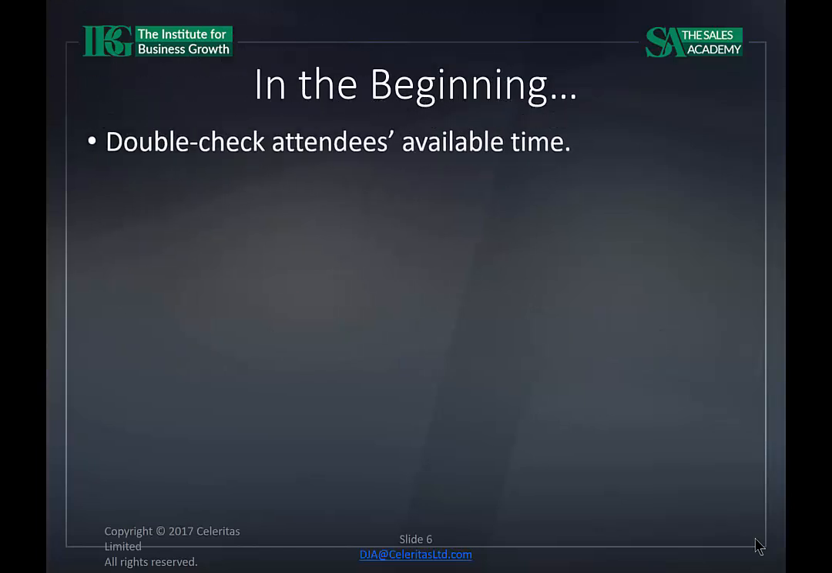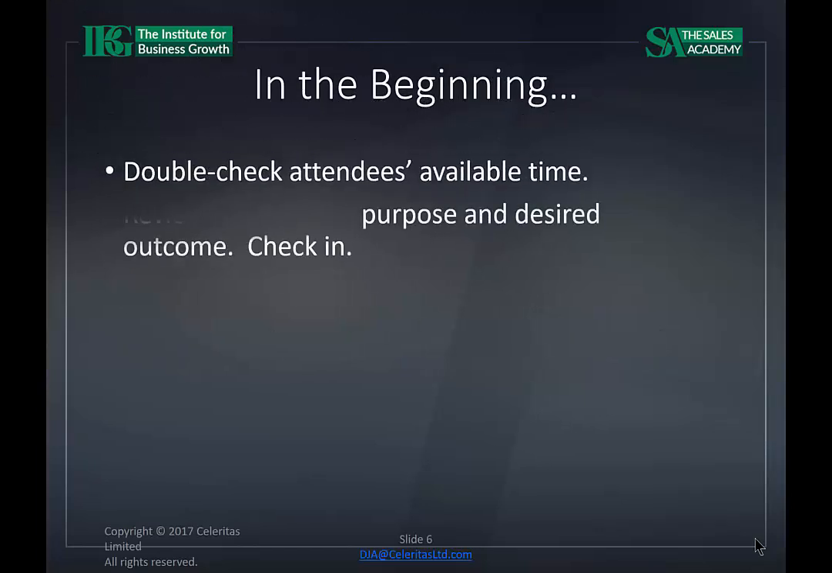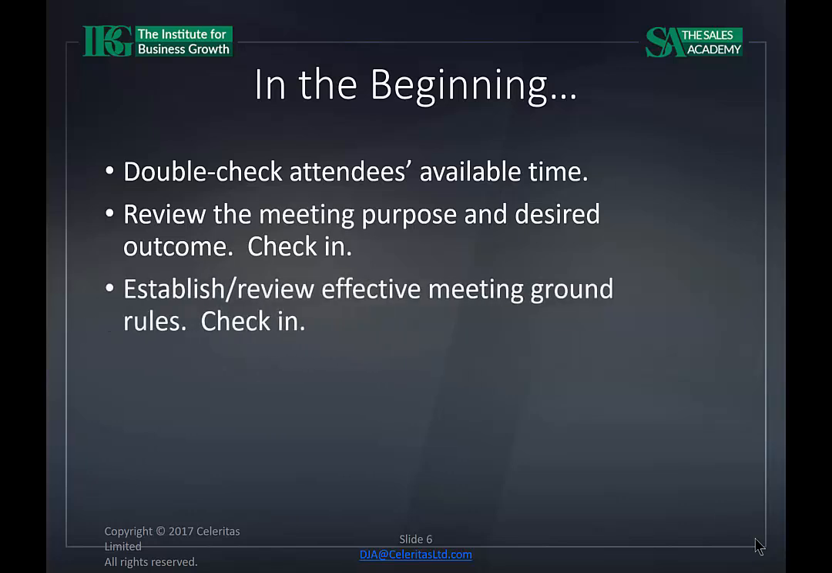So at the beginning of the meeting, I double check each person's time. And what I mean by that is, if I schedule an hour for the meeting, I'm going to go around the room and ask each person, are we still okay for the hour? I want to know if something has changed. So if a decision maker says I've got to leave in 30 minutes, then we have to make some adjustments.